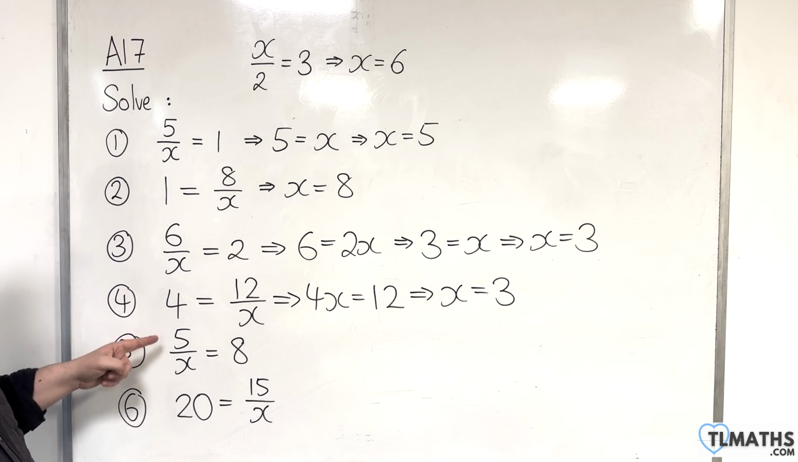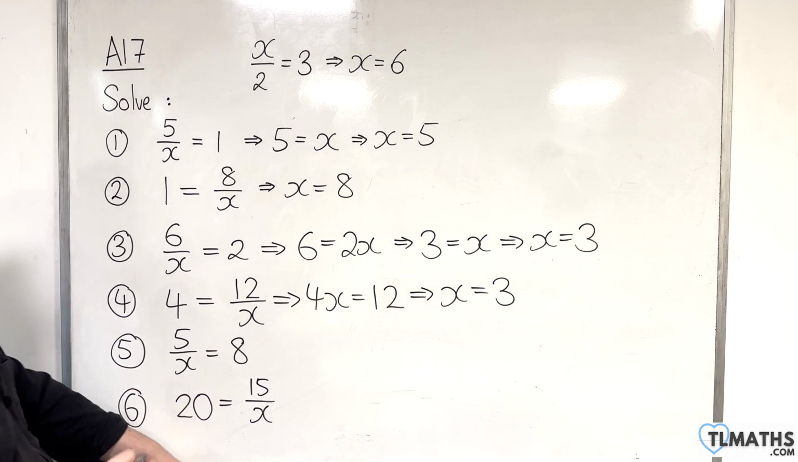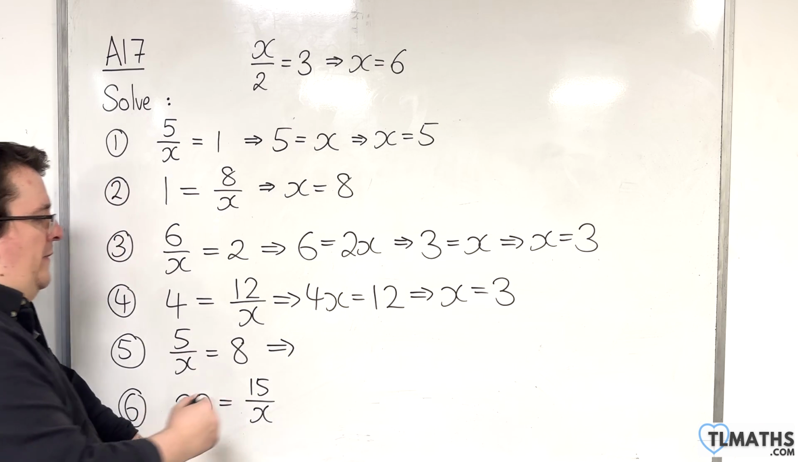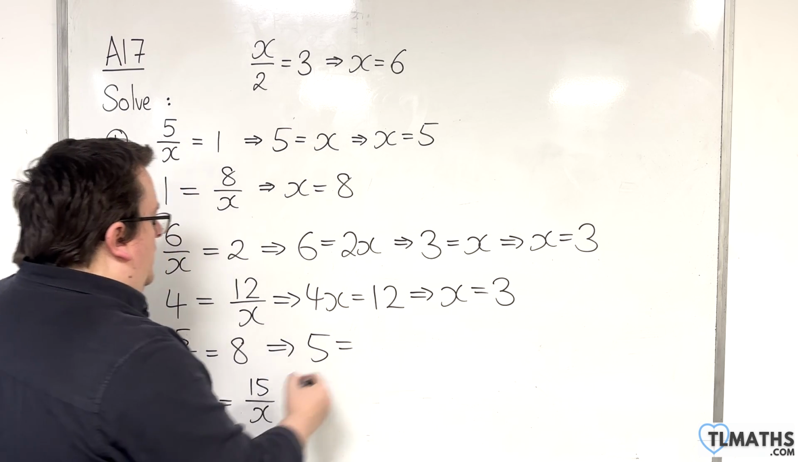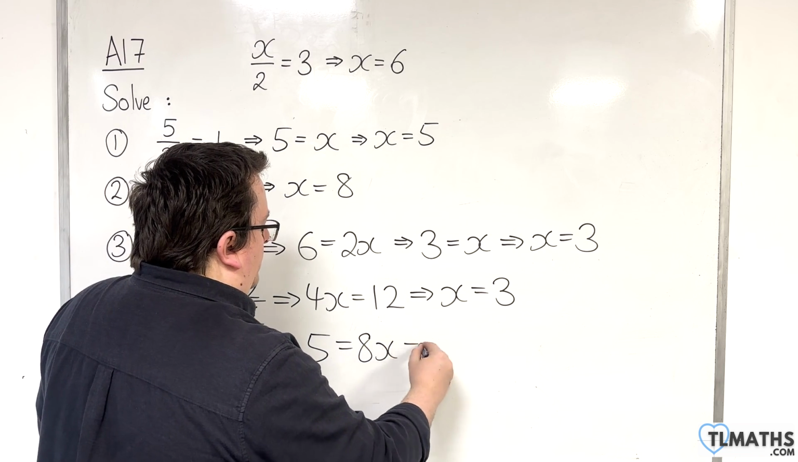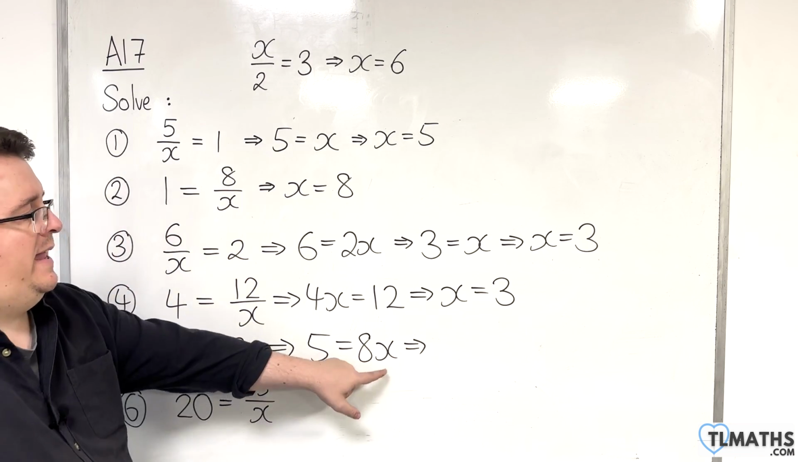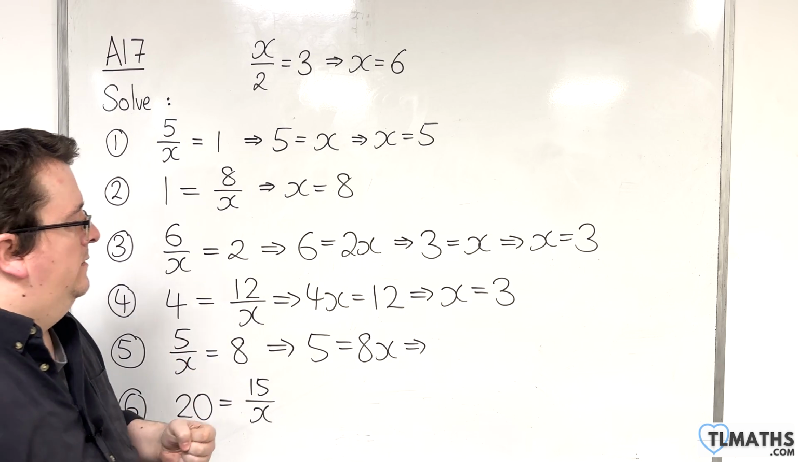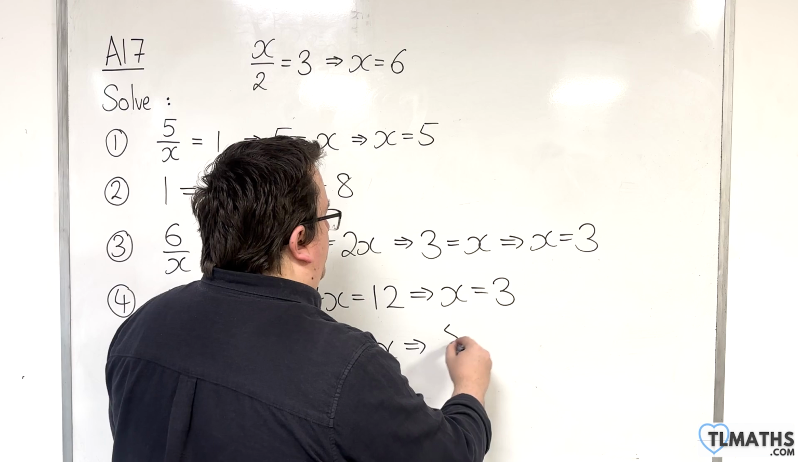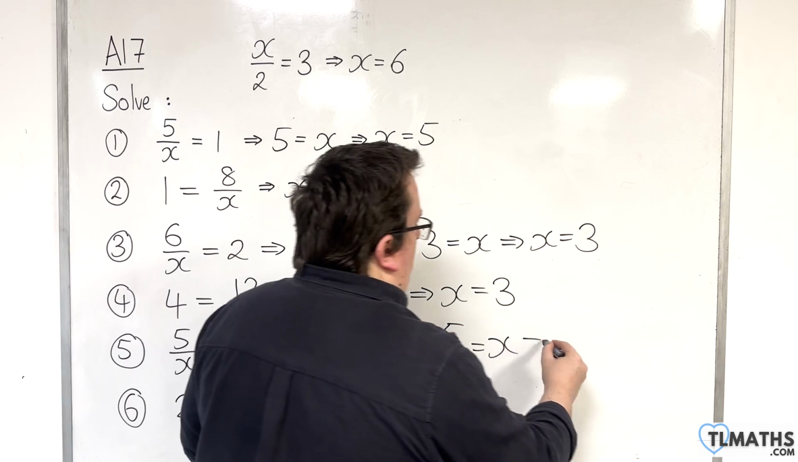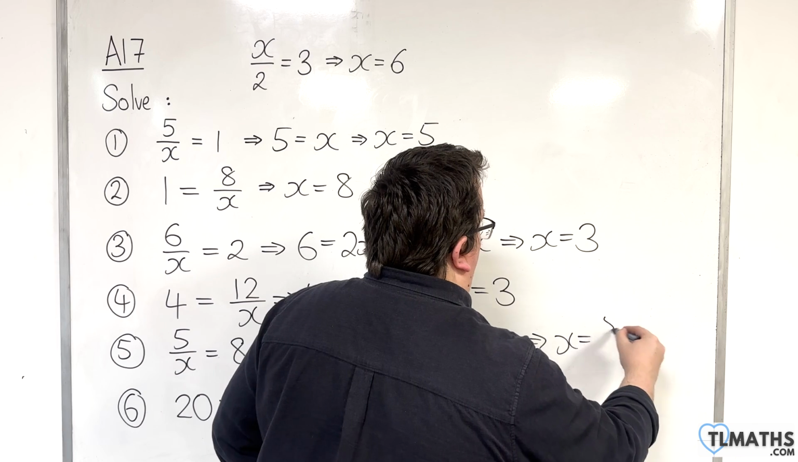Right, number 5. 5 divided by x is 8. So if I multiply both sides by x first, on the left-hand side I have 5. On the right-hand side I'm going to have 8x. So we're multiplying x by 8. So I need to divide both sides by 8. So 5 divided by 8 is 5/8. And so x is equal to 5/8.